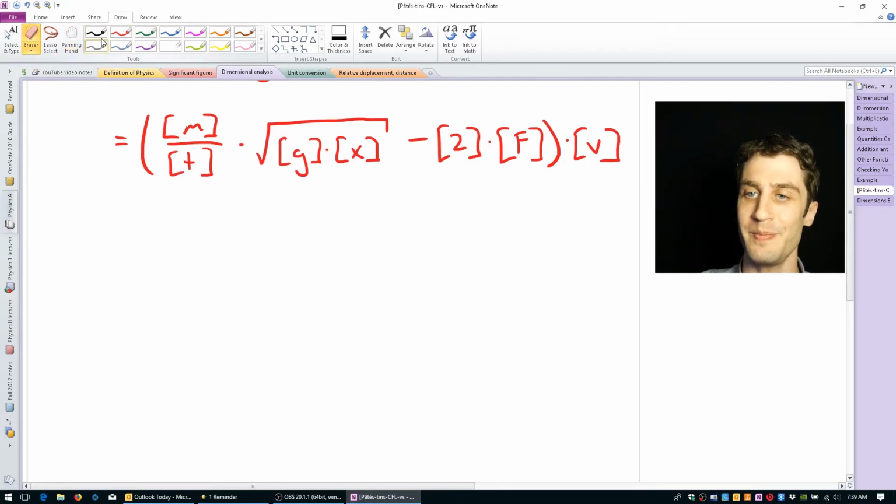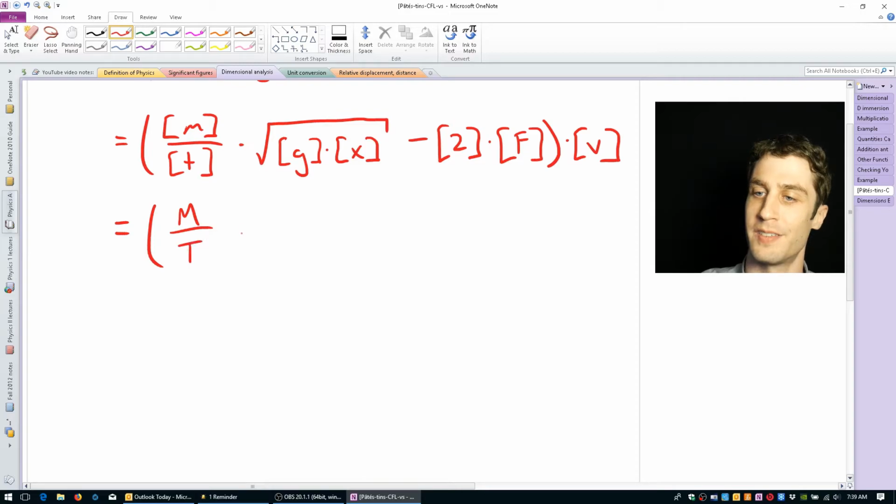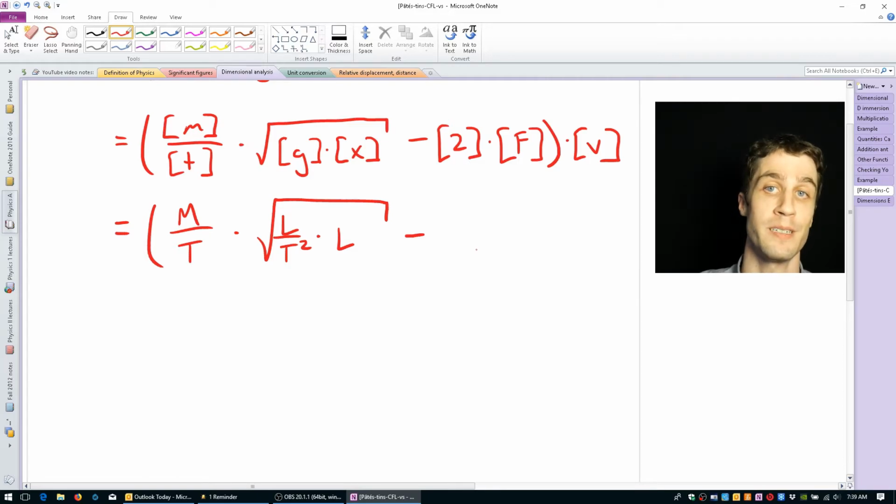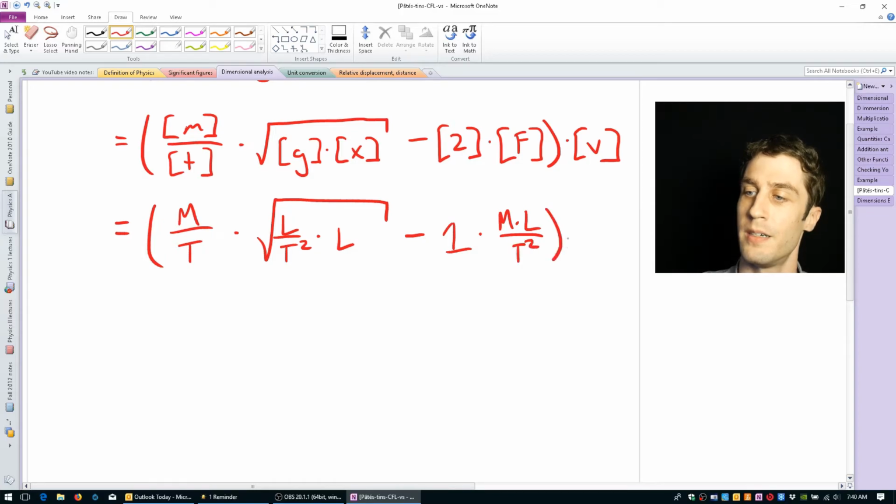All right. If you go back to the previous page on the video, we can look at what each of these were. Dimensions of m were mass, dimensions of t were time, dimensions of g were length divided by time squared, dimensions of x were length, we square root those. Dimensions of 2, well, it's a mathematical constant, so it's dimensionless. Dimensions of f were mass times length divided by time squared, and the dimensions of v were length divided by time.